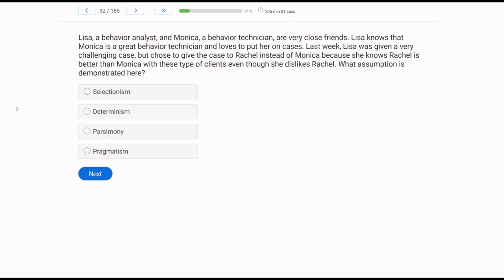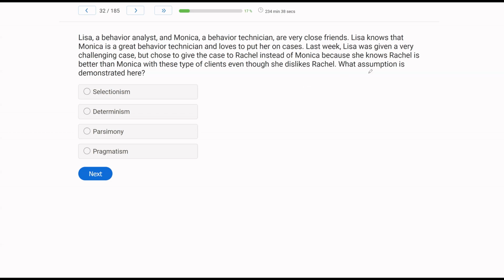Lisa, a behavior analyst, and Monica, a behavior technician, are very close friends. Lisa knows that Monica is a great behavior technician and loves to put her on cases. Last week, Lisa was given a very challenging case, but chose to give the case to Rachel instead of Monica because she knows Rachel is better than Monica with these type of clients, even though she dislikes Rachel. What assumption is demonstrated here?